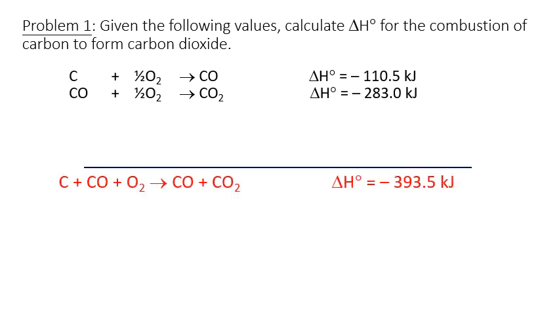So what you should have got was that you're adding the two equations together. Carbon plus carbon monoxide plus oxygen gives carbon monoxide and carbon dioxide, with an enthalpy of combustion of minus 393.5 kilojoules. The carbon monoxide cancels out because it's on both sides of the equation. So carbon plus oxygen gives carbon dioxide with a standard enthalpy of combustion of minus 393.5 kilojoules.